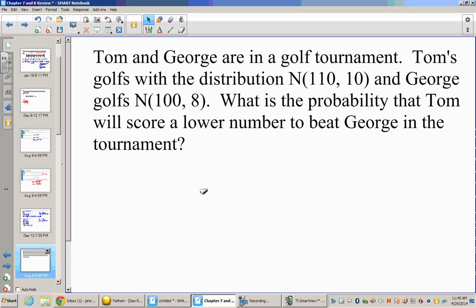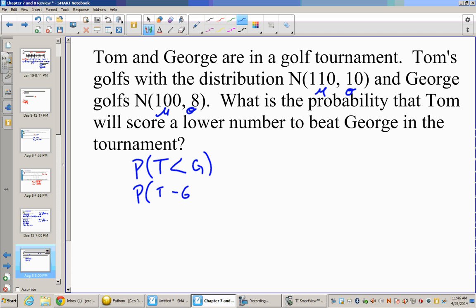Here's another one. Maybe I'll set it up and I won't carry out the whole calculation. Tom and George are in a golf tournament. Tom golfs with this distribution, George golfs with this distribution, and this means normal. That's your mean, that's your standard deviation. What is the probability that Tom gets a lower number to beat George? So Tom is lower than George. This is a pretty common question. Now we subtract George on both sides.